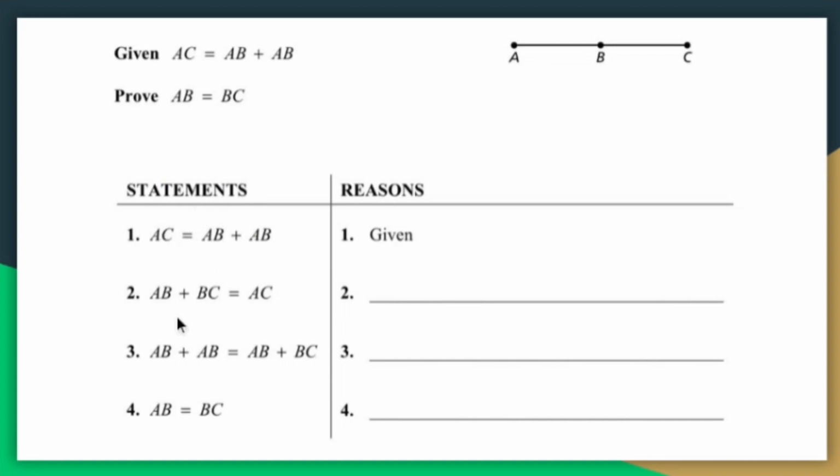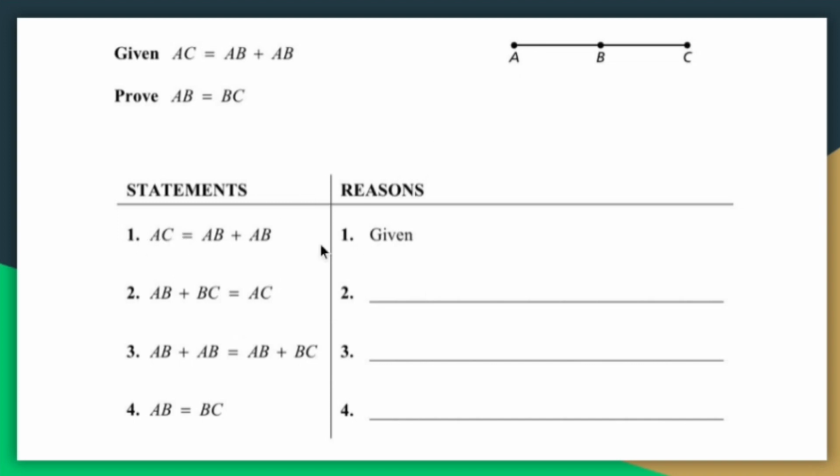So a two-column proof has me list all of the work that I would show to get from my given to my prove, and my reasons would be all the theorems and the postulates that I know that make this make sense. Now, since this is an introduction to two-column proofs, I'm giving you all the statements, and it's my job to come up with the reasons.